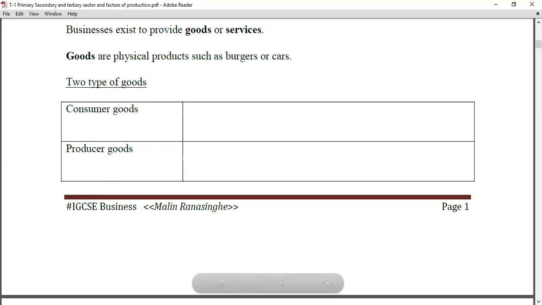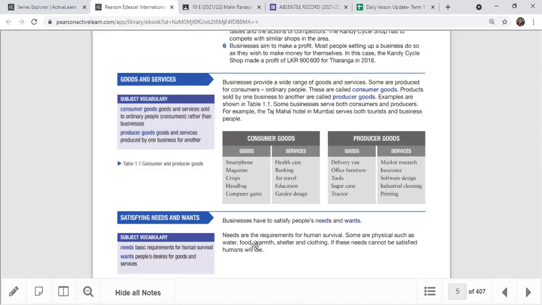So you have to write down a few examples under this in your textbook. On the consumer goods side, you can write down some examples like crispies, smartphones, magazines, handbags, computer games. Please write down at least 3 or 4. In the consumer goods section, you can write down smartphone, magazine, crispy, computer game, handbags, which ordinary people are consuming.